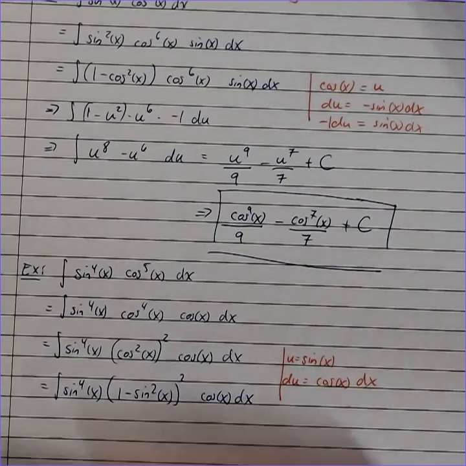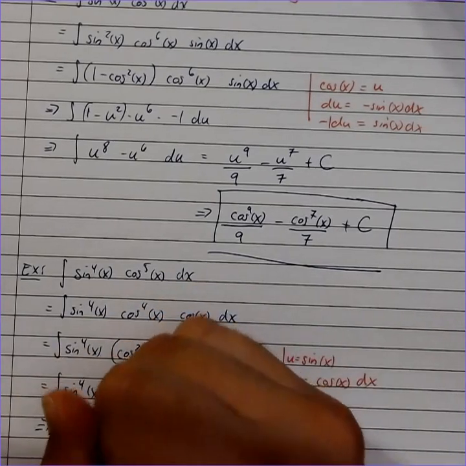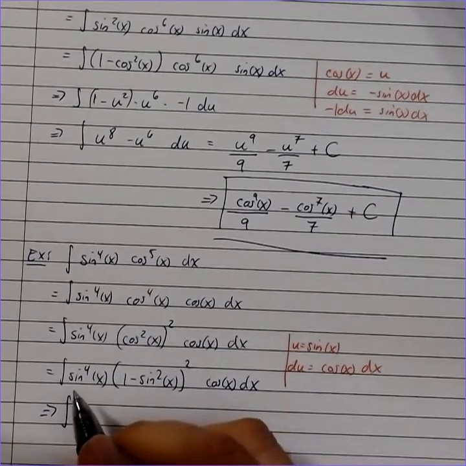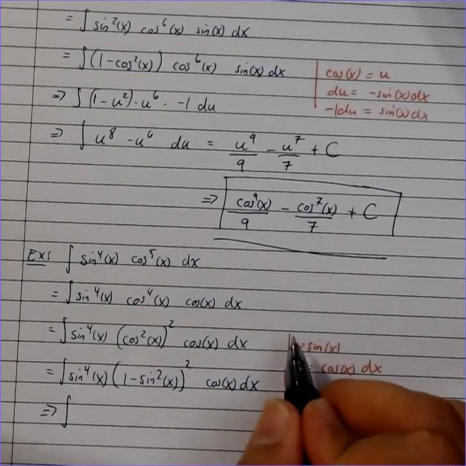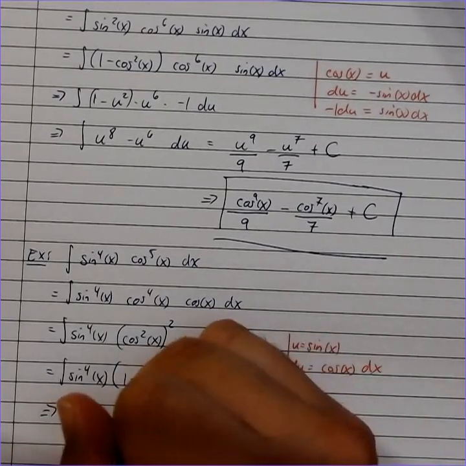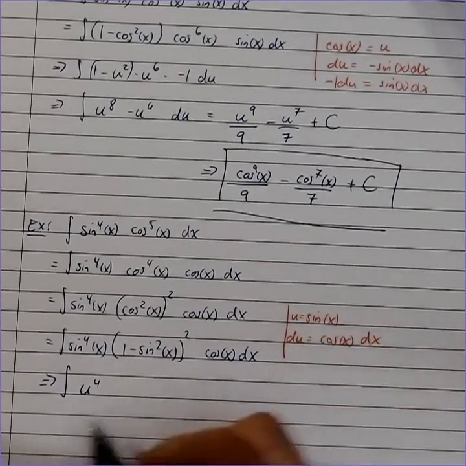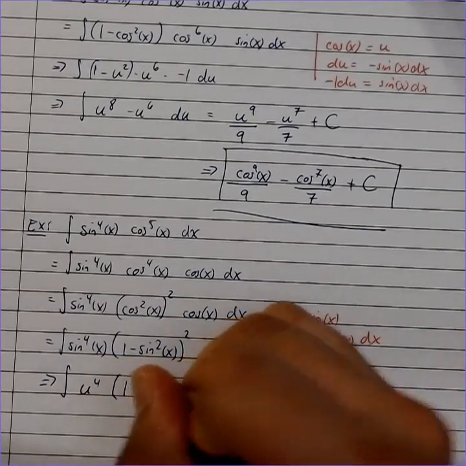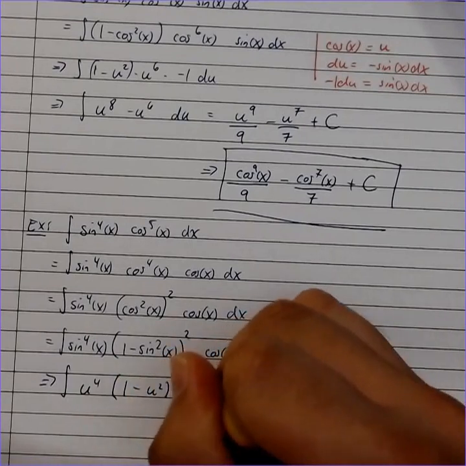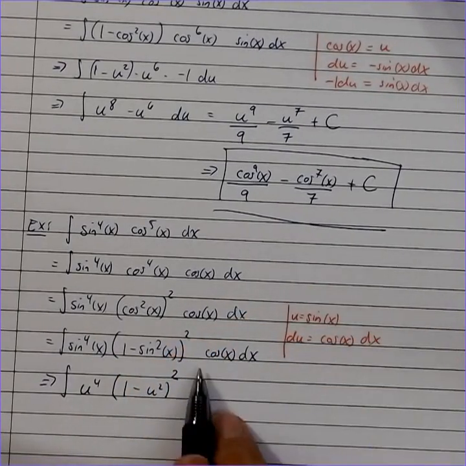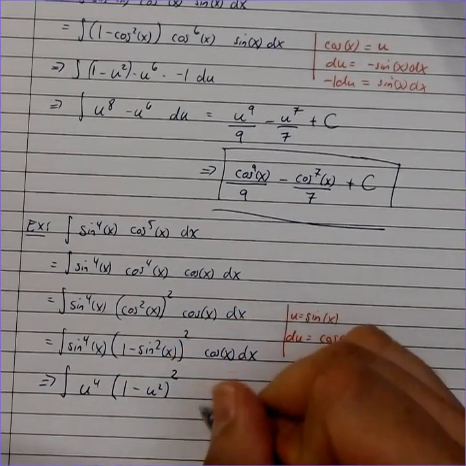So this will now become a much simpler integral, in fact, the polynomial integral. That's going to be, instead of sine to the fourth of x, just u to the fourth. U to the fourth times 1 minus u squared, squared. Here, cosine of x dx is your differential du.